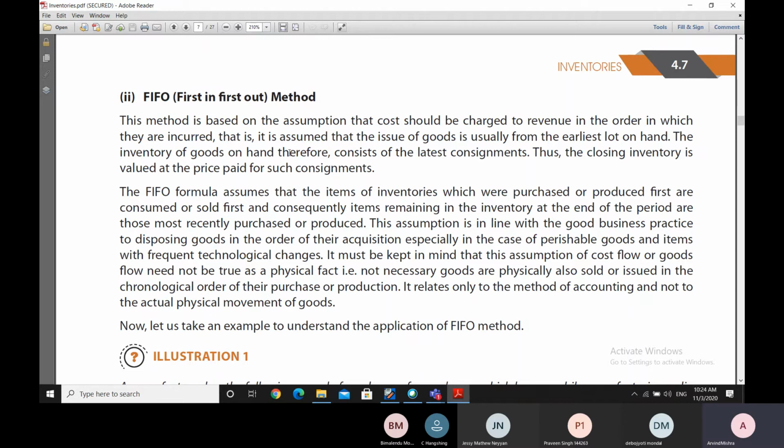So the inventory of goods on hand consists of the latest consignments. We'll always have the latest consignments with us because the older consignments have been sold off. Therefore, the closing inventory is valued at the price which is paid for the latest consignment.